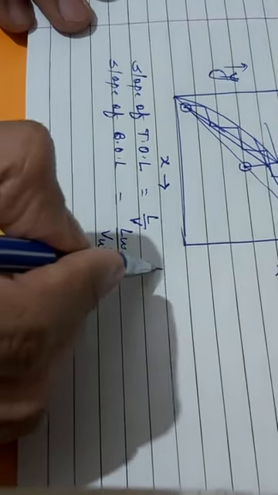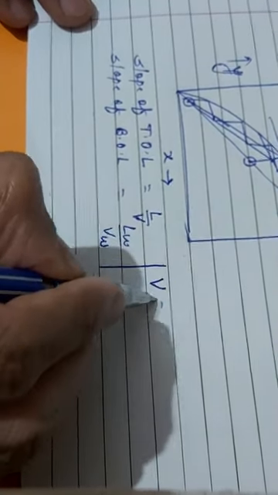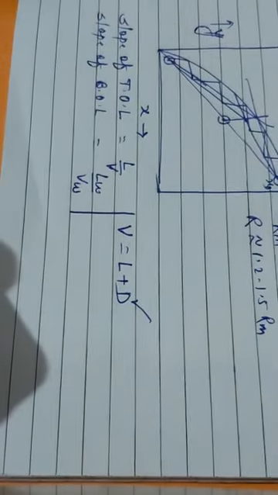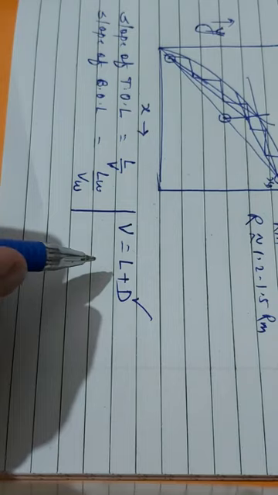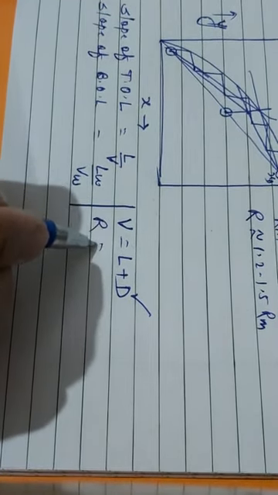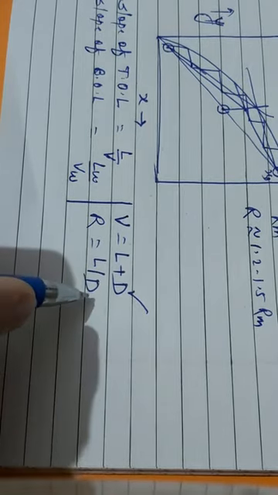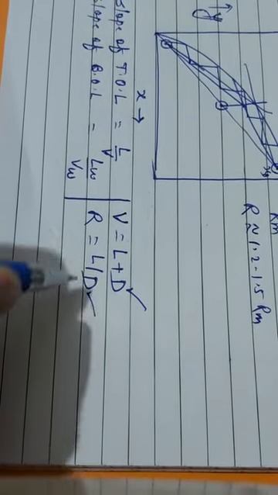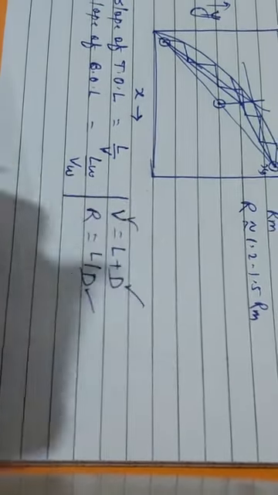Now there is the equation V equals L plus D. D was known from the top. L comes from the reflux ratio, which is L by D. So if D is known, L can be known and V can be known.